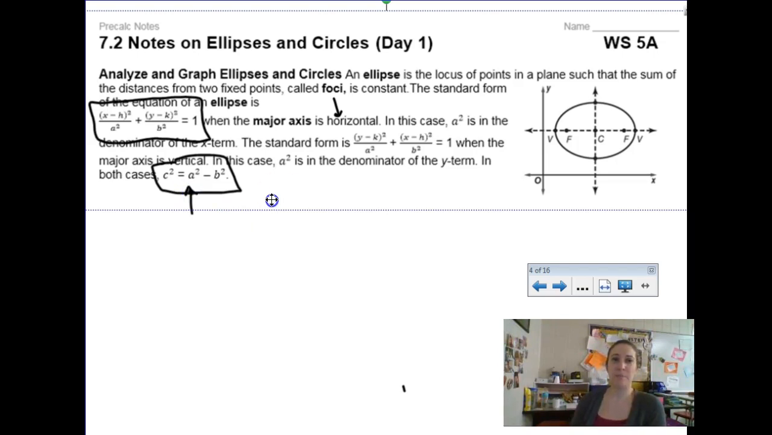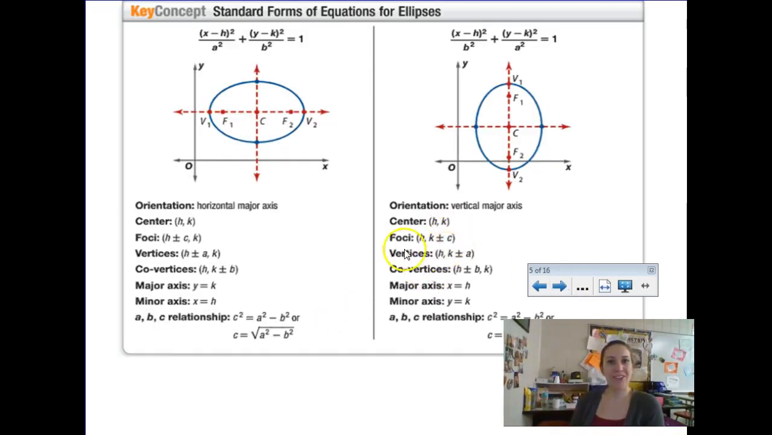So in my brain, because things get backwards all the time, I just remember that in order to find the distance of c, we're going to have to take the major axis squared minus the minor axis squared. So the a and the b don't really mean anything to me, because I'm probably going to get it backwards. Anyways, this is on your notes.